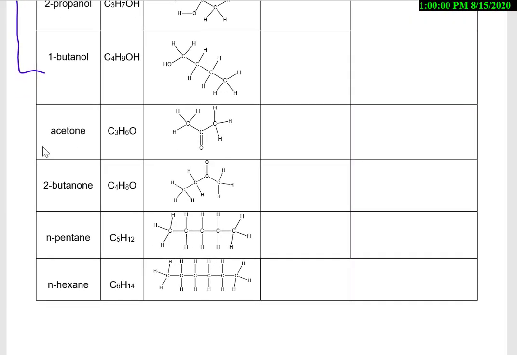The second group are these two that end in the ending -one. These are called ketones. If you look at their structure, they don't have hydrogen bonding because their O is not directly attached to an H. However, they are polar because if you think about this carbon right here as their center atom, they have a carbon and then an oxygen, so they don't have the same surrounding atoms, which means that they are polar. So these are going to have London dispersion forces, and they're also going to have dipole-dipole forces.